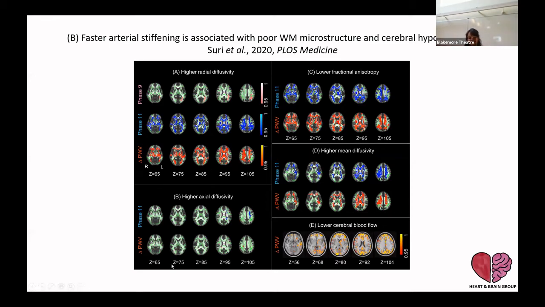Here we looked at measures of white matter microstructure, which are called diffusivity and fractional anisotropy. You don't need to know the details at this stage, but essentially they are proxy markers for axonal health and myelin health in the brain. What they're telling us is that people with faster rates of stiffening had low measures of these microstructural markers. They also had lower blood flow to the brain. So again, here we're able to form more direct inferences between heart health and brain health.